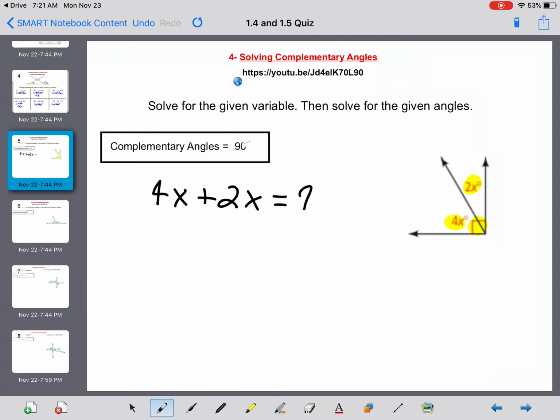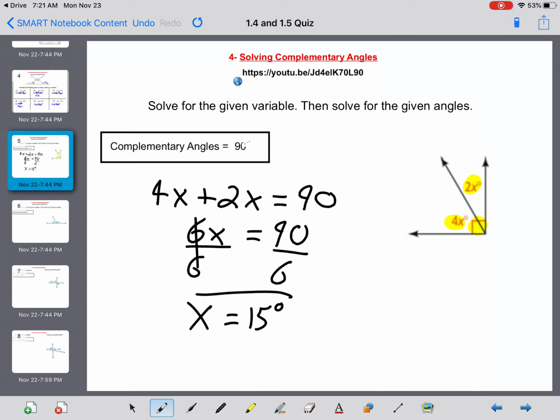4x plus 2x equals 90. Okay, 4x plus 2x makes 6x, which equals 90 degrees, and I'm going to divide both sides by 6. And 90 divided by 6 is 15. Okay, so we've completed the first part of the question. We've solved for the given variable. Now I need to solve for the given angles.